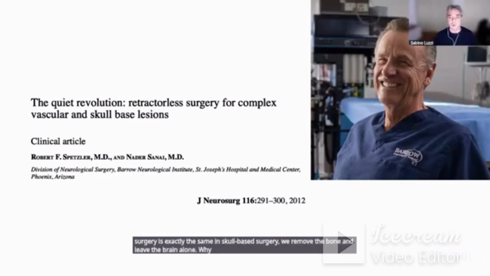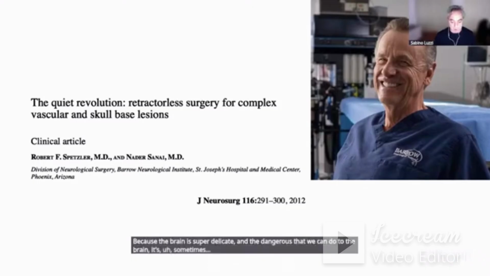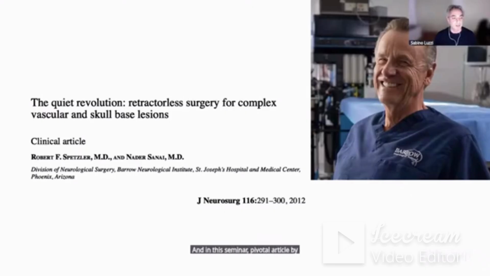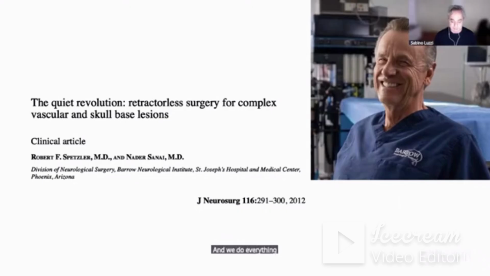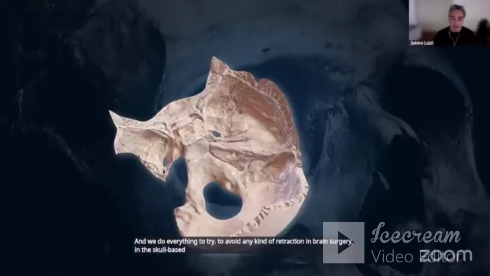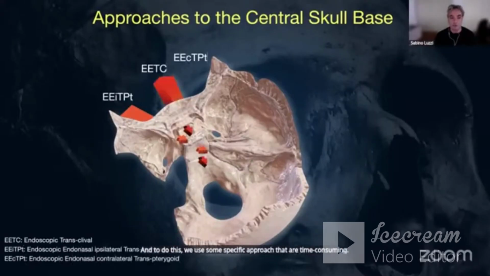Why? Because we don't want to retract the brain. The brain is super delicate, and the damage that we can do to it is sometimes more aggressive and irreversible compared to the initial pathology. In this seminal, pivotal article by Professor Spetzler, which requires no introduction, he talked about the quiet revolution of retractorless surgery. We do everything to avoid any kind of retraction in brain surgery and skull-base surgery. To do this, we use some specific approaches that are time-consuming.